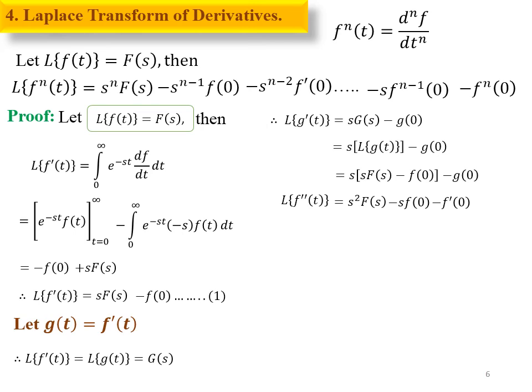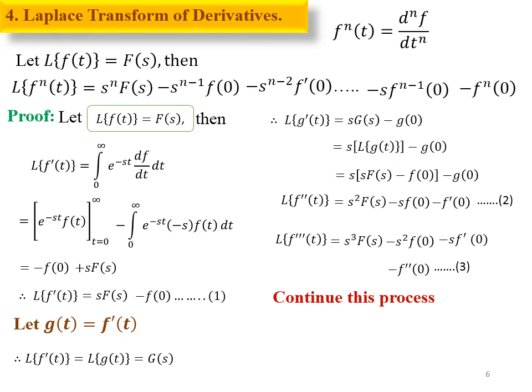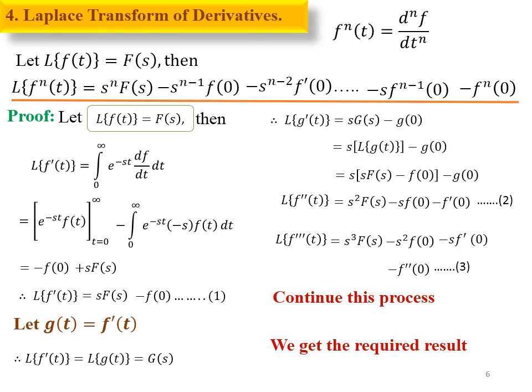Again you can compare with the statement, it matches with the statement here. Similarly, if we go for the third order derivative, it is going to be s cubed F(s) minus s squared f(0) minus s f'(0) and minus f''(0). So we can repeat this process up till n, and we can continue this process. We get the required result. This is our result that we get by continuing the process.